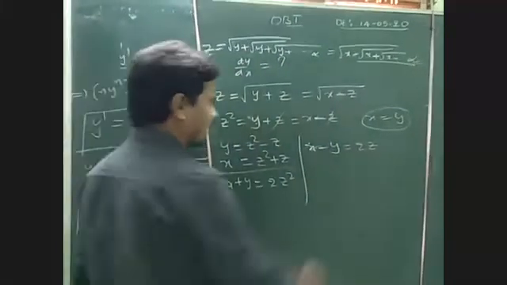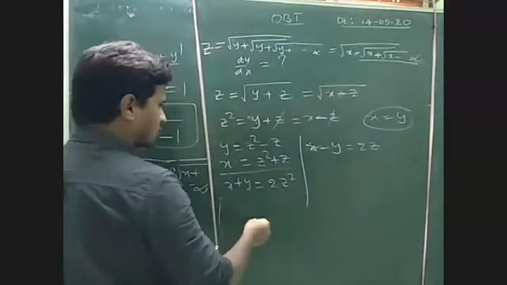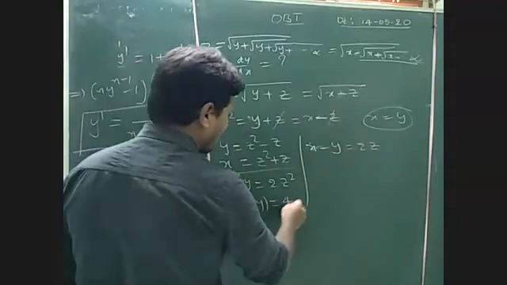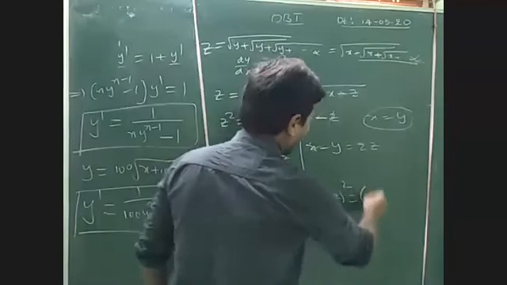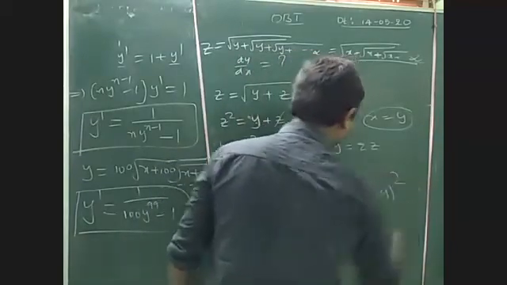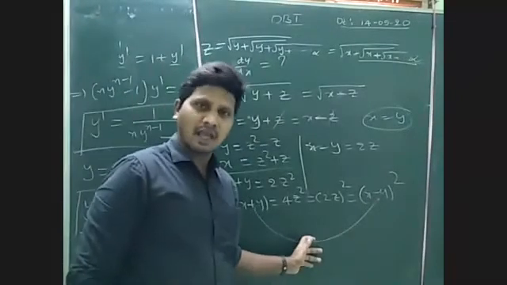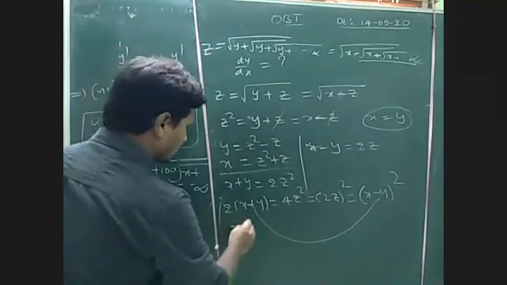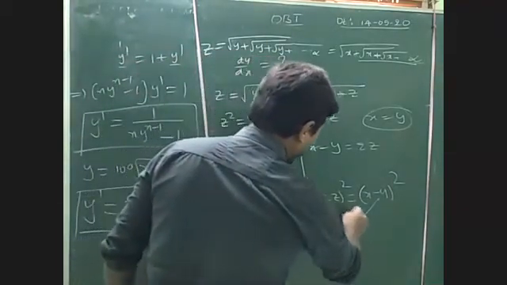Now from this, I want to multiply with 2 here. 2 into x plus y is equal to 4z square, that is 4z square, nothing but 2z whole square. 2z value is x minus y whole square. Just simplify this and we get the equation in terms of x, y. Now we can differentiate. See here, 2x plus 2y is equal to x square plus y square minus 2xy.